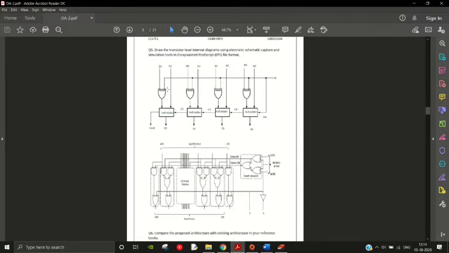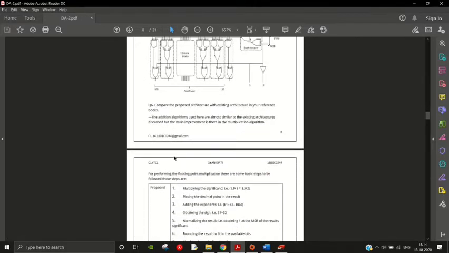Now the fifth question was to draw the transistor level internal diagrams using electronics schematic capture and simulation tools in EPS file format. So these are the transistor level internal diagrams for the multiplication unit basically.